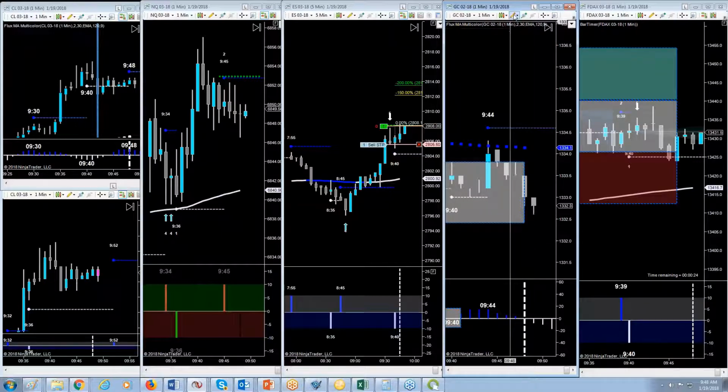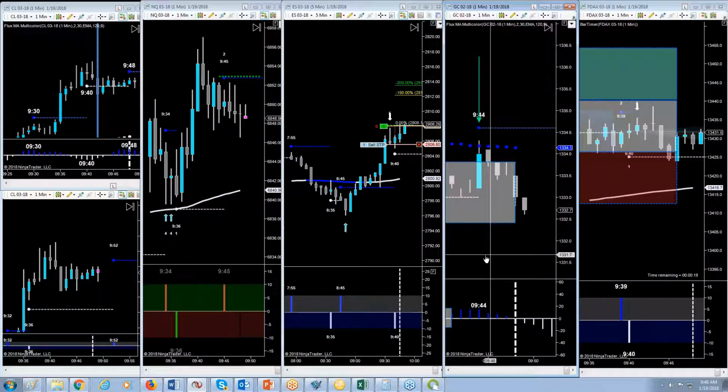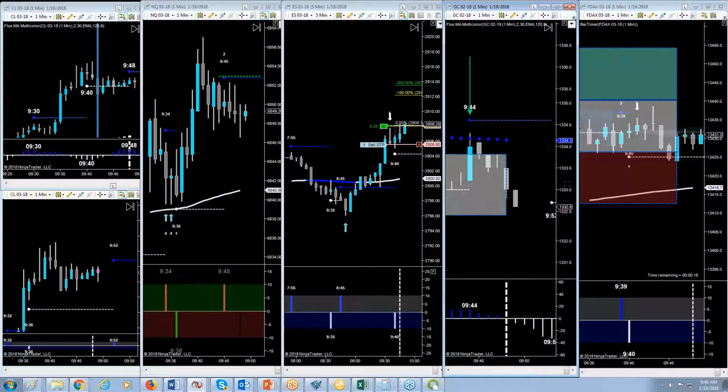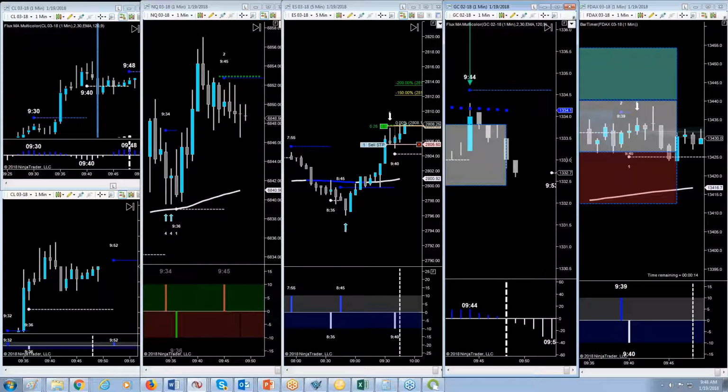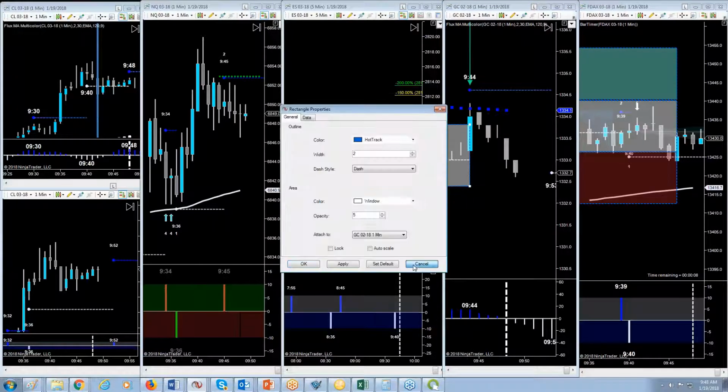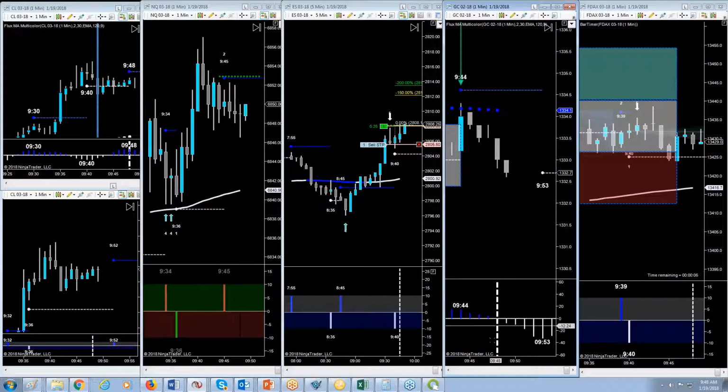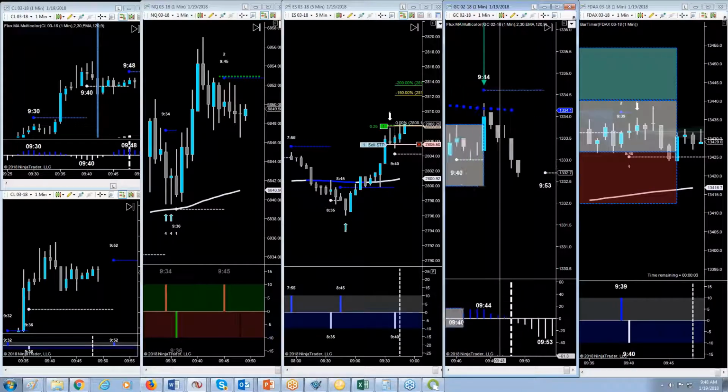Okay, on gold, you had a trend entry right here, the software warning us to look for selling pressure at 944. Take a look at what's been happening in gold since 944. Next signal is coming at 953. 953 is the next signal.